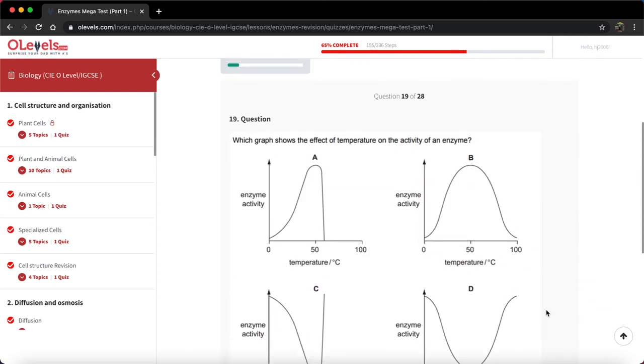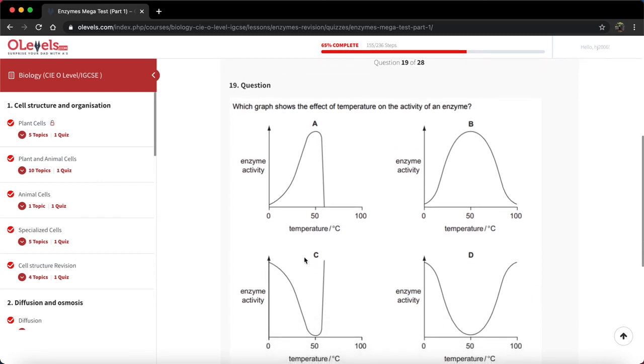Next. Which graph shows the effect of temperature on the activity of an enzyme? We know that at a temperature of 0, the enzyme activity is very slow. At body temperature, approximately 37 degrees Celsius, the rate of enzyme activity is the highest, and then as the temperature gradually increases, the enzyme denatures and the rate of activity decreases. So A could be the correct option.